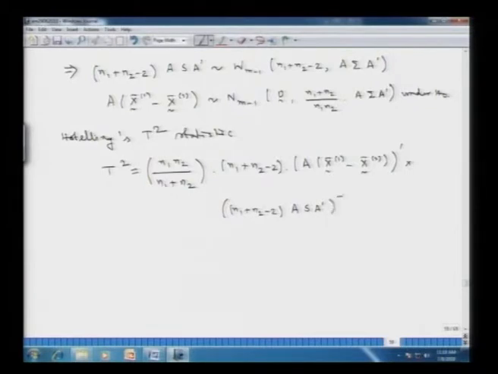So, we will have the inverse of that, and that multiplied by this A (x1 bar minus x2 bar), this term. So, this is the Hotelling's T-square on what degrees of freedom? The degrees of freedom is the associated degrees of freedom of the Wishart distribution. So, this is a Hotelling's T-square on n1 plus n2 minus 2 degrees of freedom.